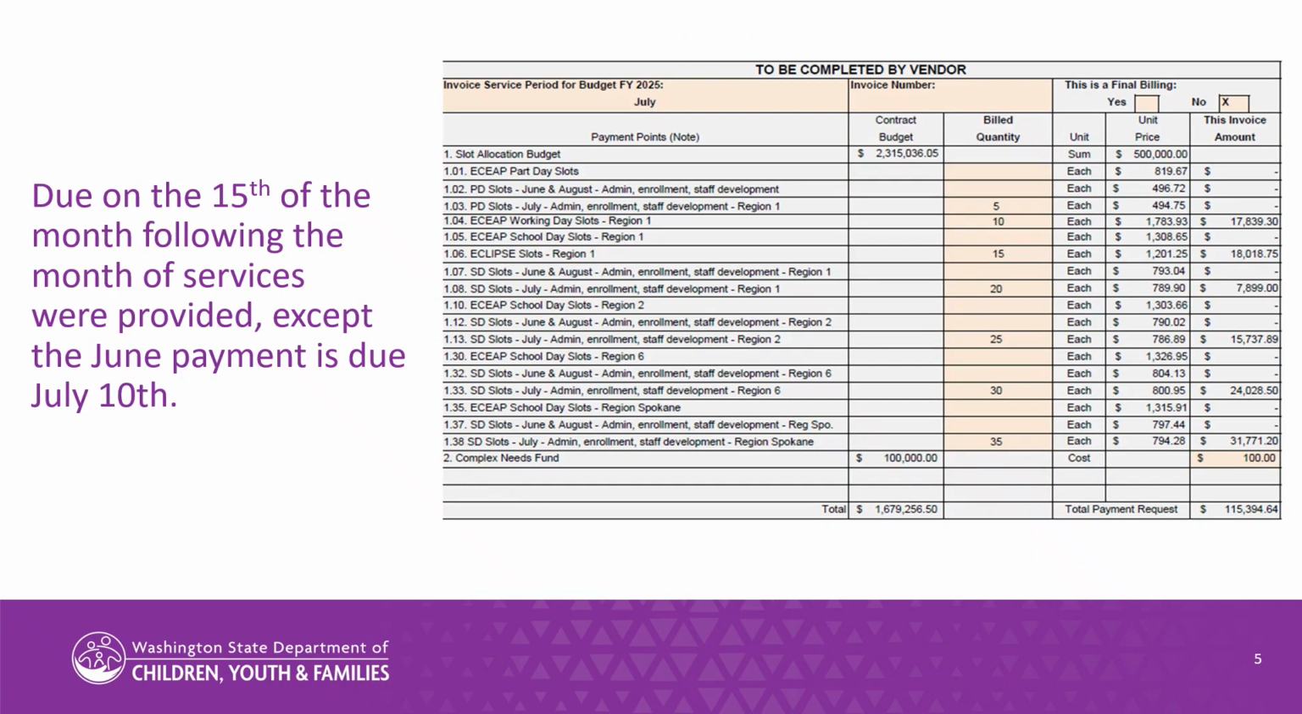The A-19 invoice is due on the 15th of the month following the month's services that were provided, except for the month of June, which is due by July 10th. Contractors may submit their A-19 invoices as early as the first of the month, along with the required contract deliverables. Submitting early allows time for processing and any necessary corrections.